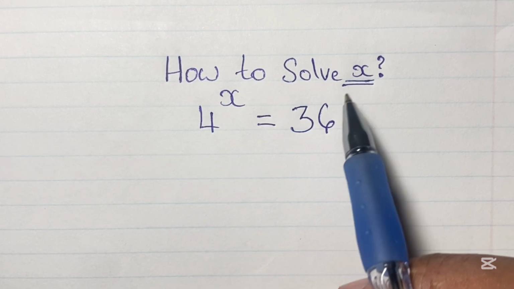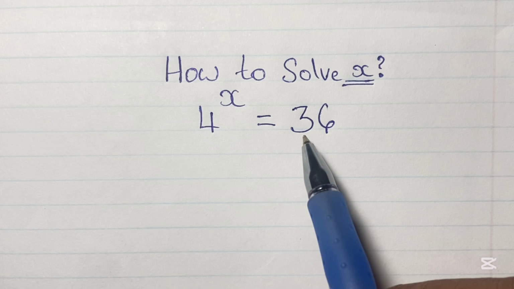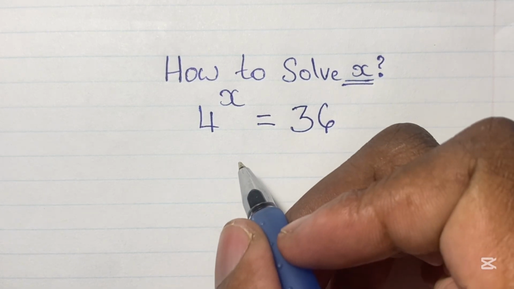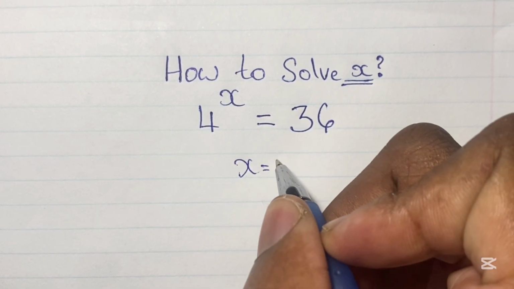Here we have another algebraic exponential equation that we are going to solve, where we have 4 to the power of x is equal to 36 and we are given to find the value of x.